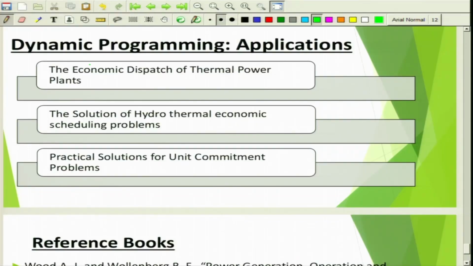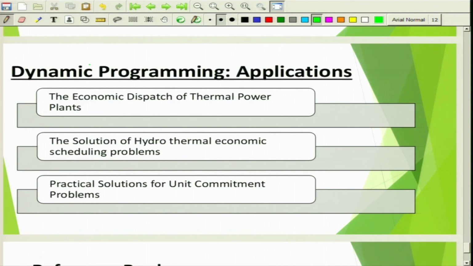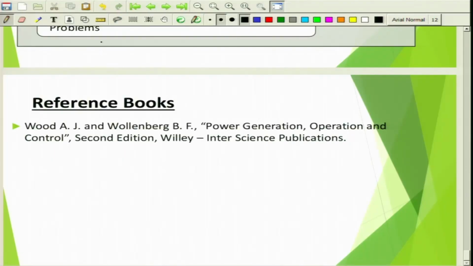Now what are the different applications of dynamic programming? The economic dispatch of thermal power plants, which I have already told, and the solution of hydrothermal scheduling problems, because if you have a thermal power plant and hydro, I told you it is more complicated, they have their own set of constraints. Then having hydro and thermal, how do you optimize? By using dynamic programming. And then some practical solutions for unit commitment. The reference book is Wood and Wollenberg.